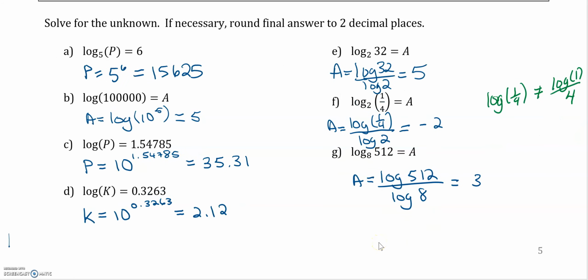Now that we know how to work between an exponential and a logarithmic equation, as well as solve for unknowns in exponential and logarithmic equations, we're going to move on to some application problems. So well done. We've gotten through the necessary information to get to the exciting application problems.